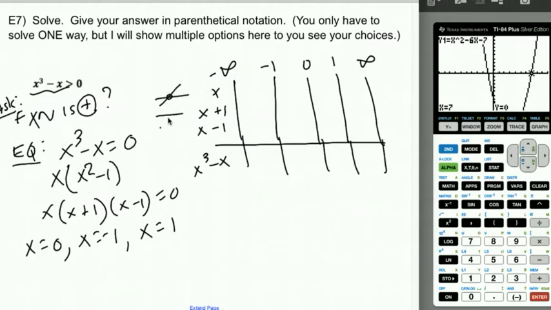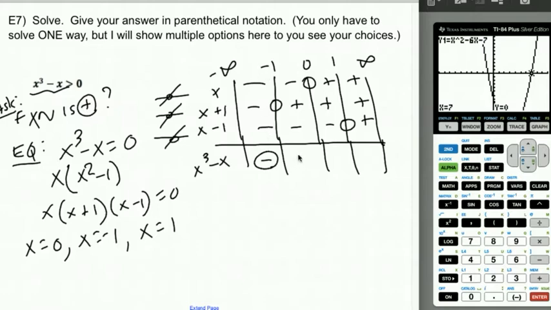They all look like this, right? So x is 0 at 0, which means it's negative before it hits that 0 and positive after. X plus 1 is 0 at negative 1, so negative before it's 0 and positive after. And x minus 1 is 0 at 1, negative before it's 0 and positive after. So I get a negative, because 3 negatives will give me a negative, positive, negative, and positive with zeros here.